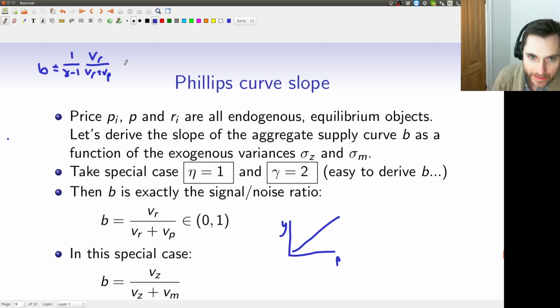Okay, so as I was saying, this gamma here is 2, so it means that this term is 1, and then the ratio of the variances will remain. So that's b is just equal to the ratio of the variances down here.